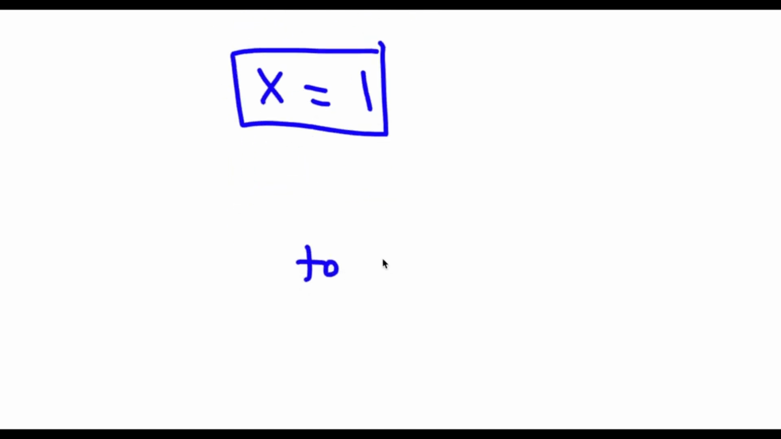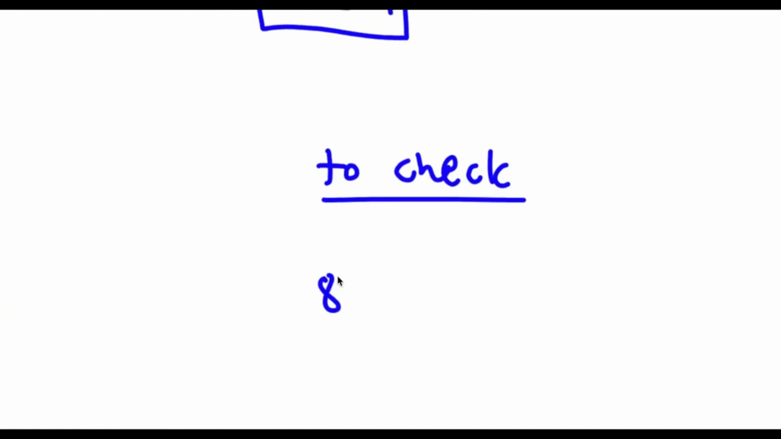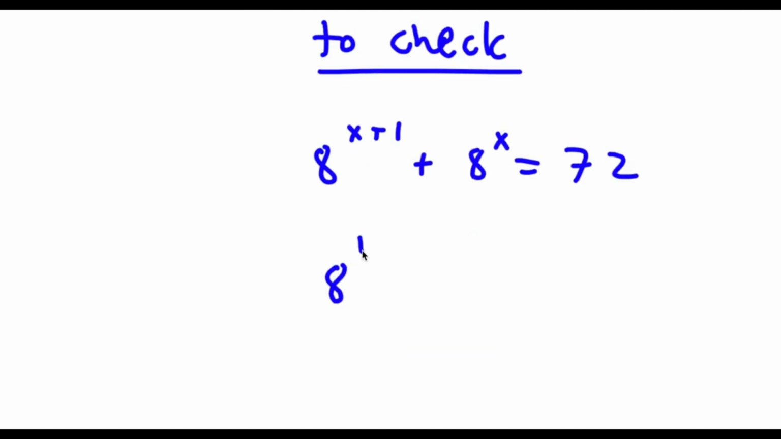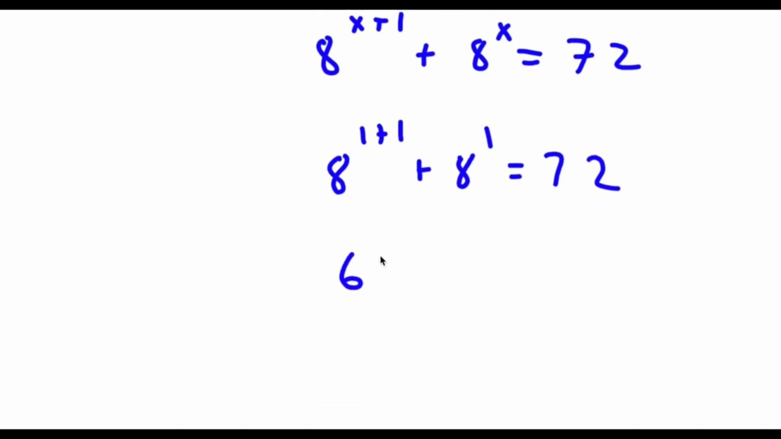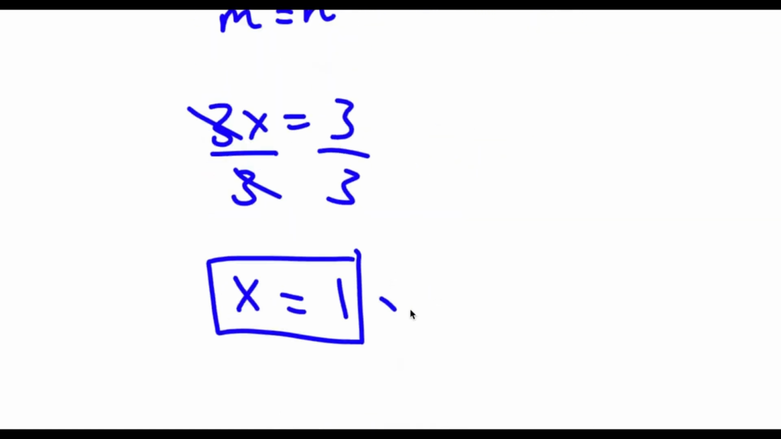So now to check, I have 8 to the power of x plus 1 plus 8 to the power of x is equal to 72. I know that x equals 1, so I have 8 to the power of 1 plus 1 plus 8 to the power of 1 is equal to 72. 8 to the power of 1 plus 1 is the same thing as 8 to the power of 2, which is 64, plus 8 to the power of 1 is 8 is equal to 72. 64 plus 8 is 72. So if 72 is equal to 72, and because this is right, my solution is right.